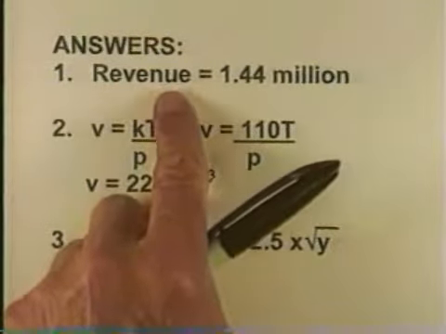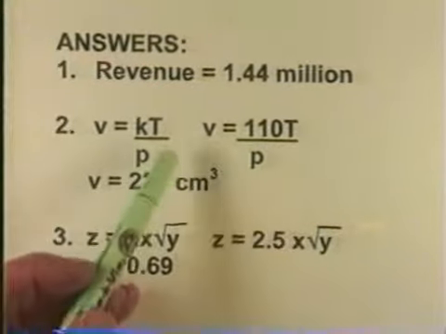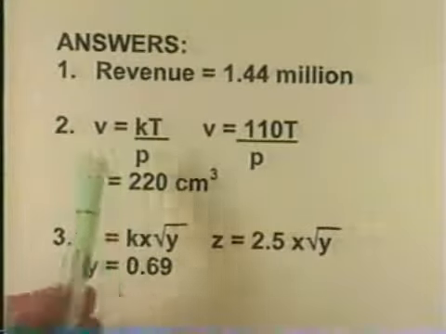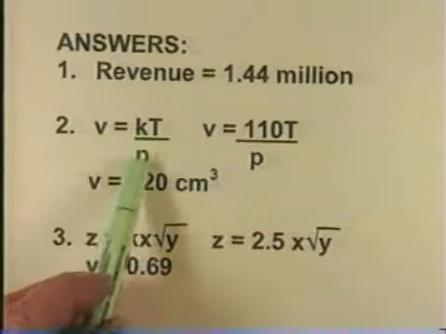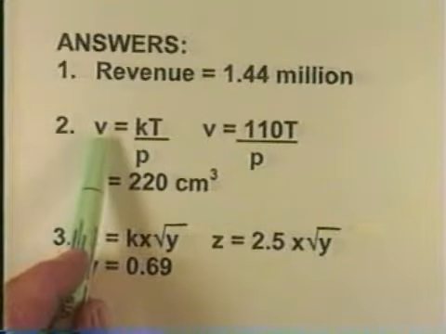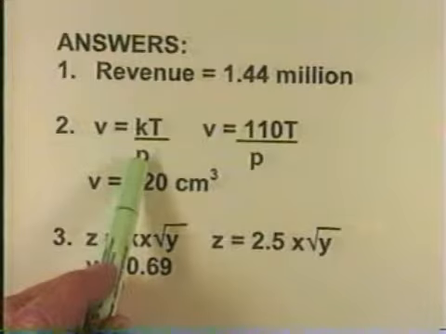For the first one, the revenue is $1.44 million. For problems 2 and 3, I'm also giving you some of the intermediate steps. The model for 2 is V is equal to K times T over P, because it said the volume varies directly as the temperature, inversely as pressure.